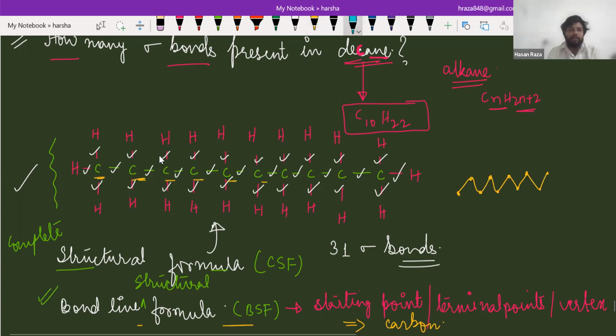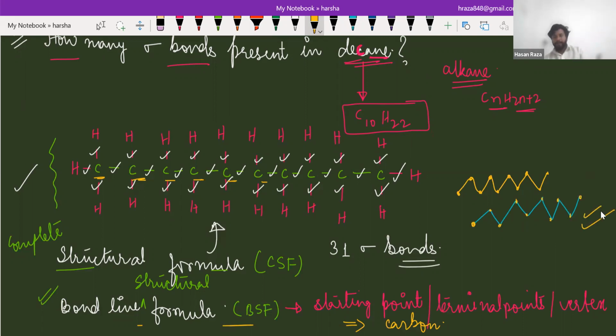Where hydrogen goes, it's understood that hydrogen is there. So you can write 1 to 8, and 1 to 10. Now you can see the starting point is carbon and the vertex is carbon. The vertex, the starting point, and the end point all represent carbon. And this single line represents that it is all singly bonded.